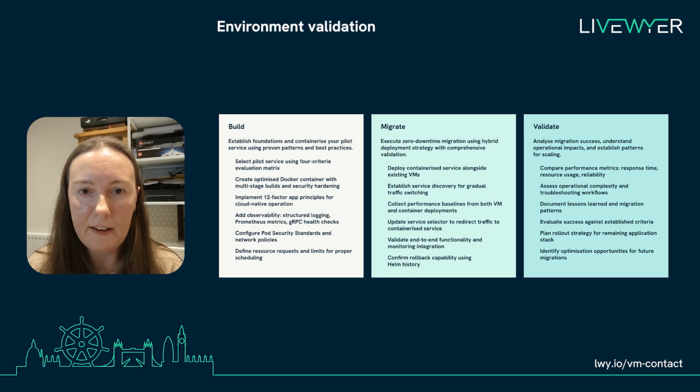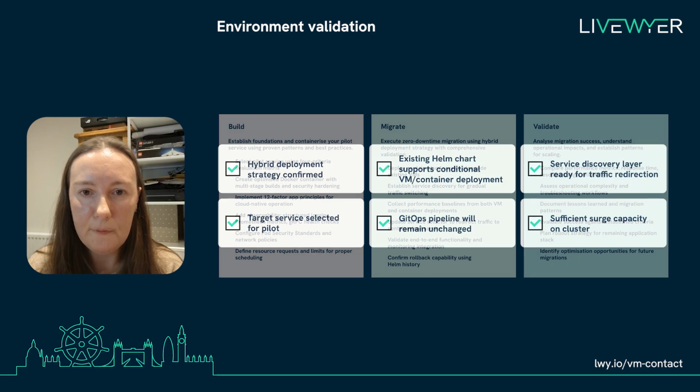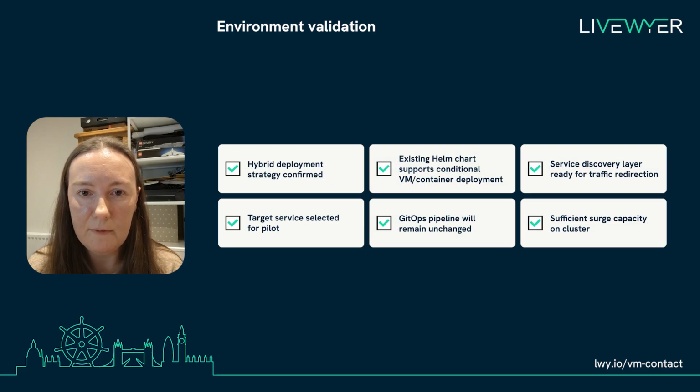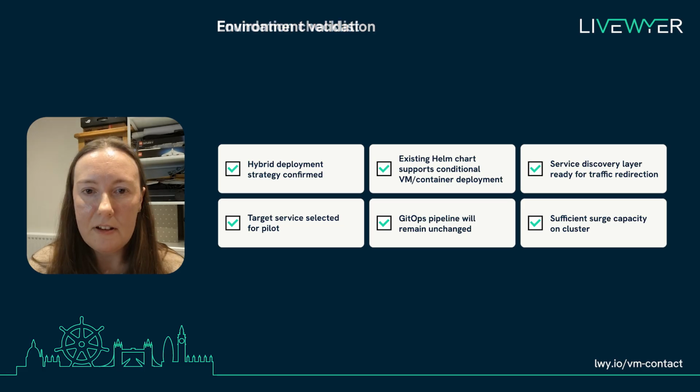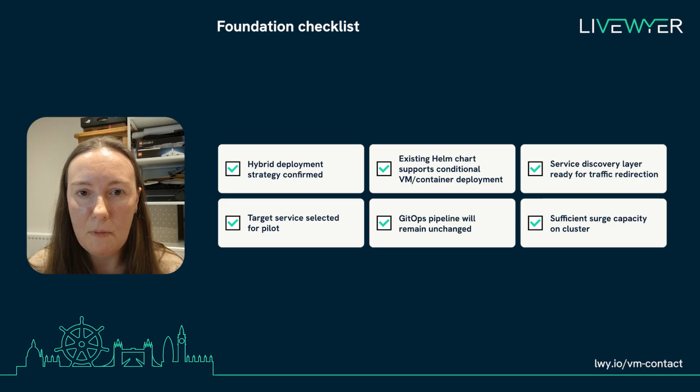With the framework context established, let's put this structured approach into practice. Our first step is validating that our existing environment is ready for the hybrid model we've outlined. Before we dive into containerization, let's confirm what we've established from Demo 1 and our planning work. So our hybrid deployment strategy is confirmed, so this means VMs and pods will coexist during migration. Our existing Helm chart will support both VM and container deployment. Our service discovery layer is ready for traffic redirection.